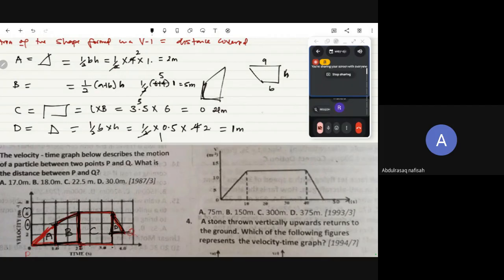So we add 21 plus 1 plus 5 plus 2. That's 21, 22, 27, 29 meters. The closest answer is D. Absolutely.